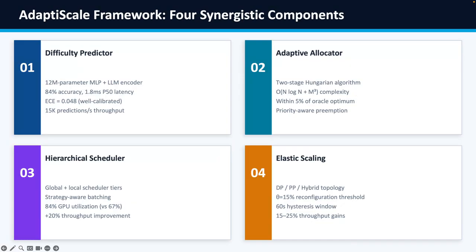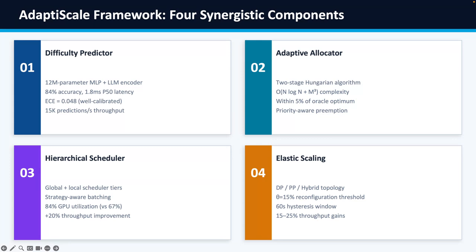Adaptive Scale is built on four tightly integrated components, each addressing a specific gap in existing systems. Component O1 is a difficulty predictor. It's a 12 million parameter head attached to a frozen encoder. It achieves 80% classification accuracy at just 1.8 millisecond P50 latency, fast enough to add negligible overhead to every request. It also has excellent calibration, with an expected calibration error of 0.048.